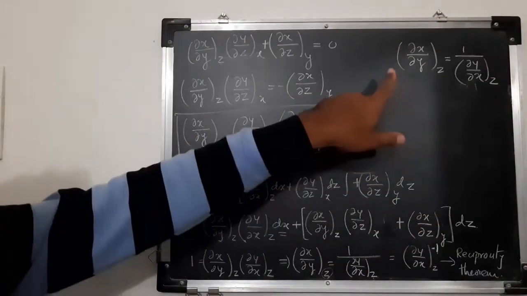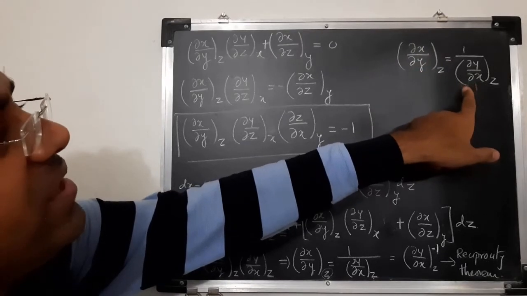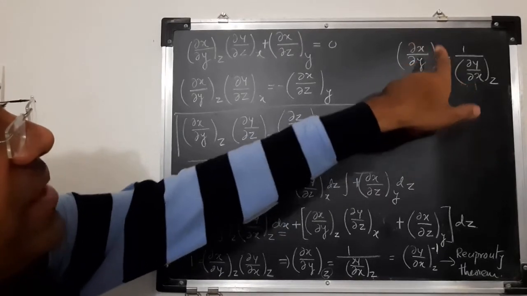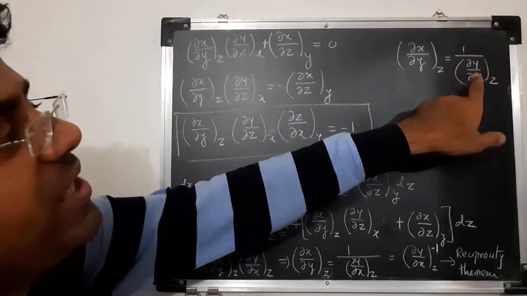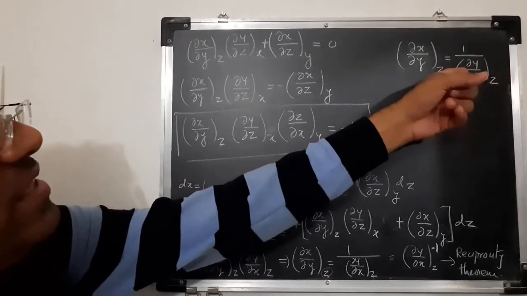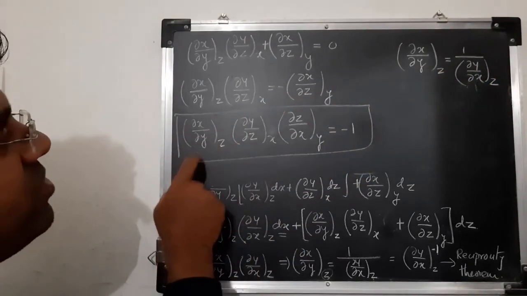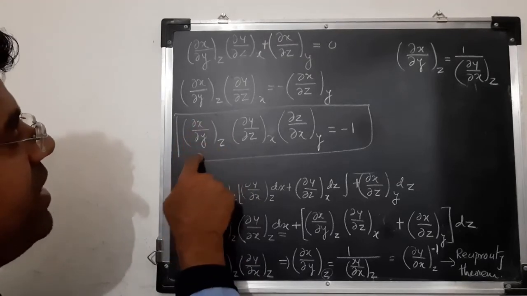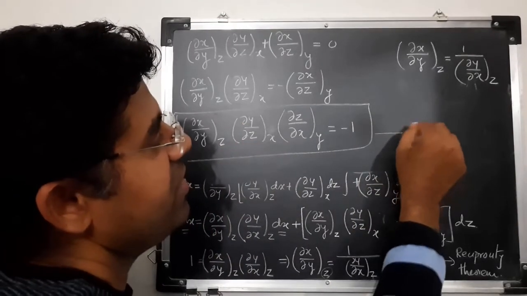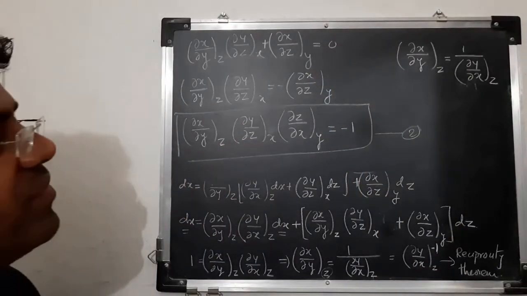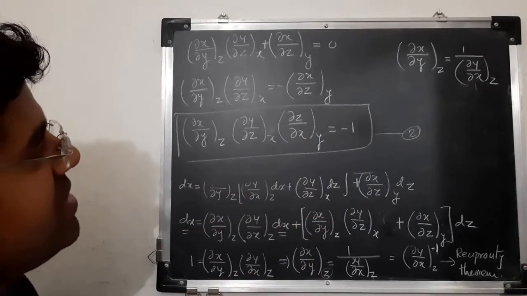Please remember here, both the partial derivatives should exist. If ∂x/∂y exists, as well as ∂y/∂x, then and only then can we use this particular theorem. Same thing here. Every derivative should exist: ∂x/∂y, z is constant, ∂y/∂z. So this is your second partial derivative. Second theorem for your partial differentiation.